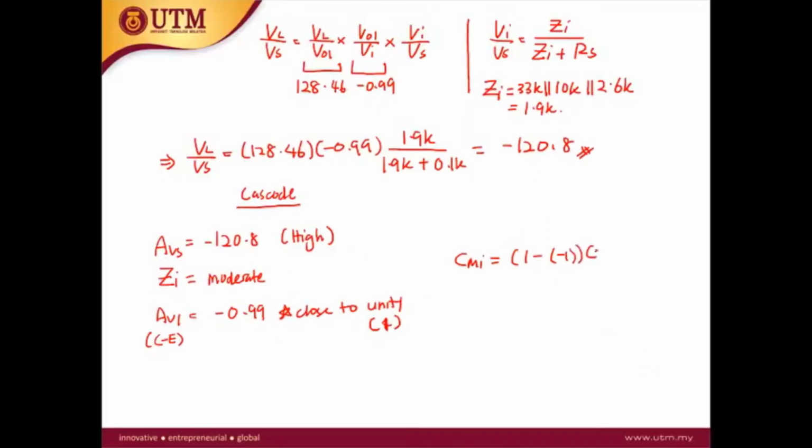times CBC, and this will get you 2 CBC. So the effective capacitance at the input side is double the feedback capacitance, but still it is lower than the single stage of common emitter. So this is quite low. The FH is inversely proportional to the CMI, so the low CMI will have the high cutoff frequency.